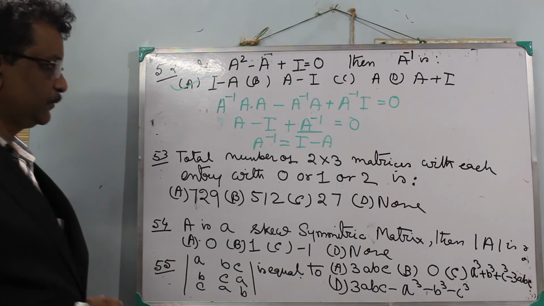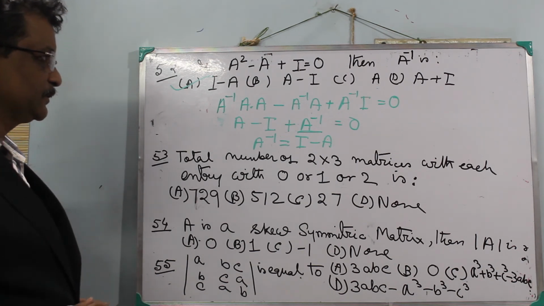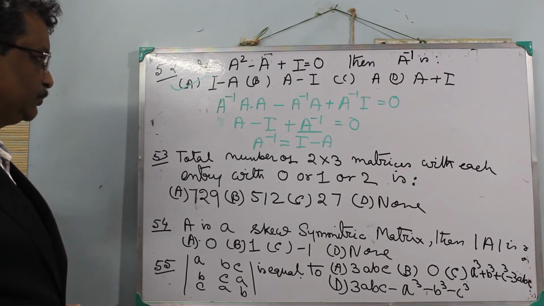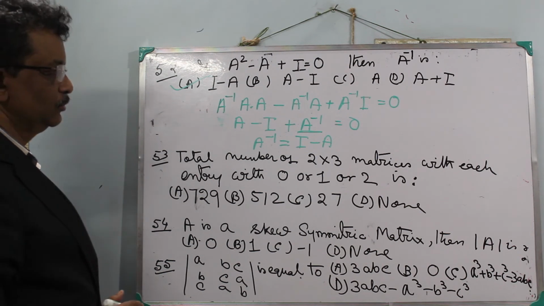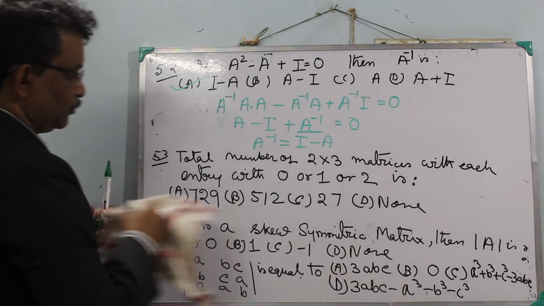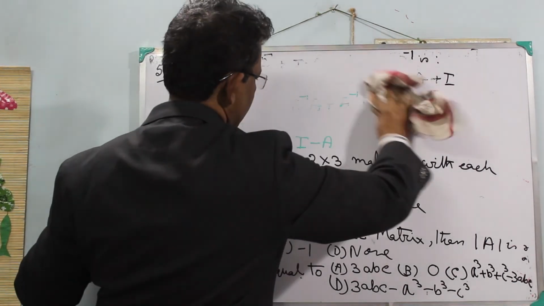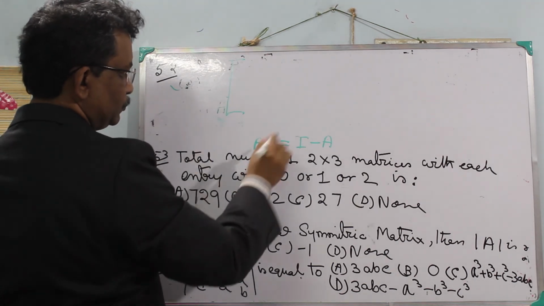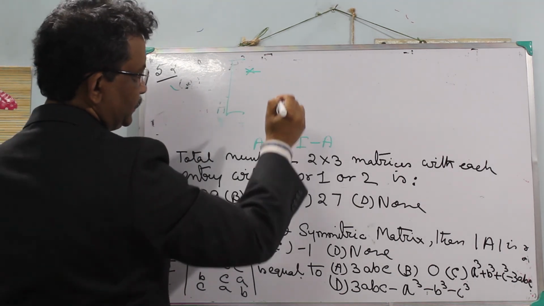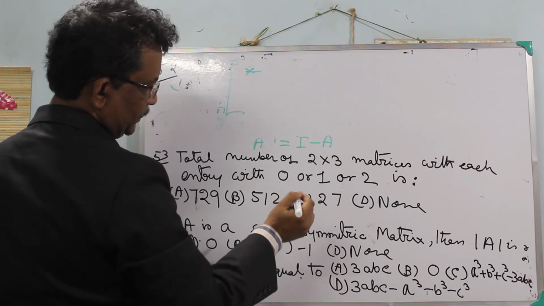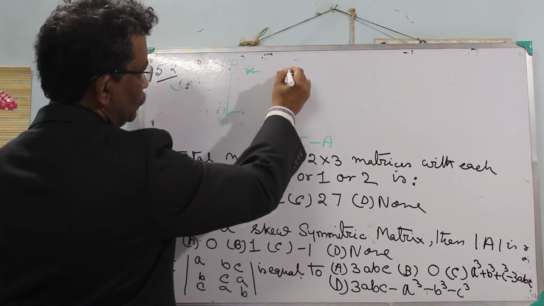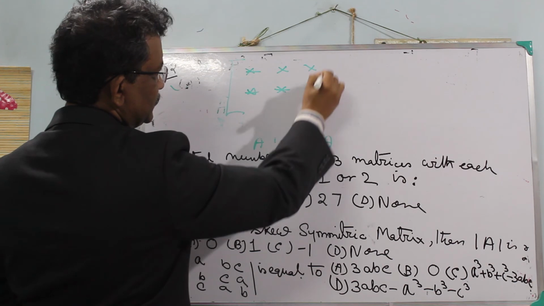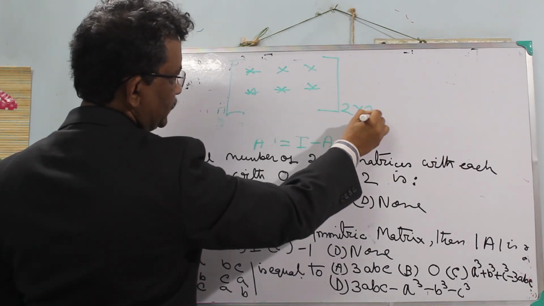Now, total number of 2 by 3 matrices with each entry 0, 1 or 2. Suppose this is a 2 by 3 matrix. That means the rows are 2. This is a 2 by 3 matrix. There are 2 rows and 3 columns. So this is 2 rows and 3 columns, 2 by 3.